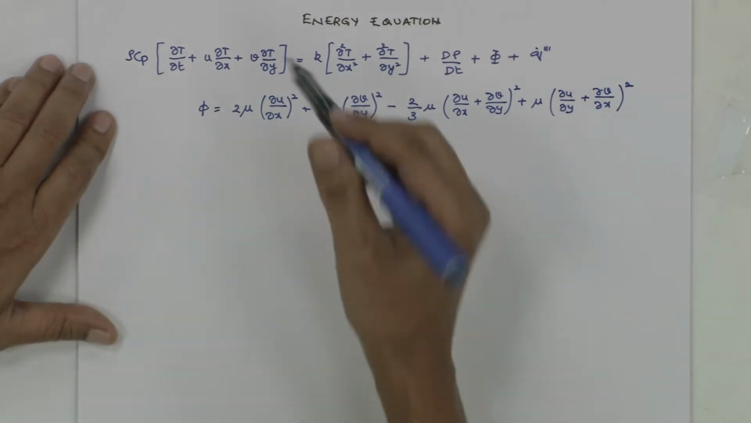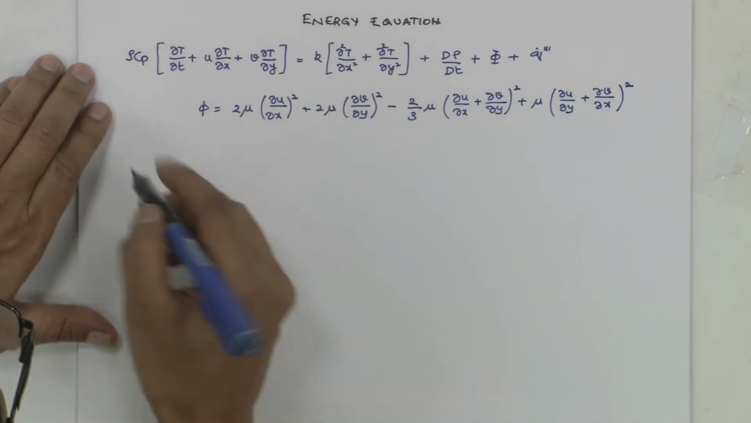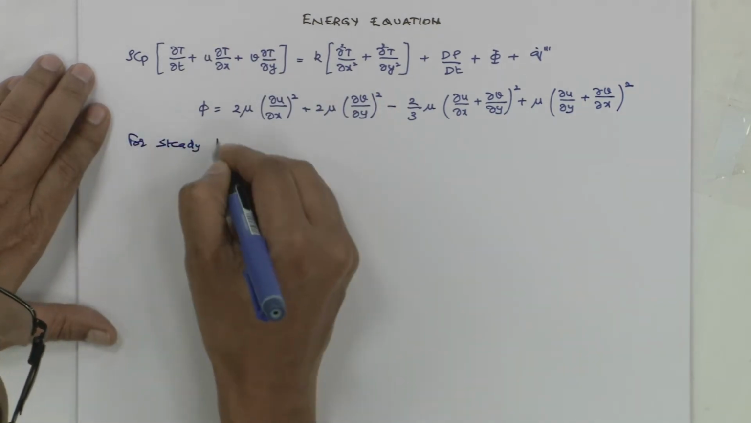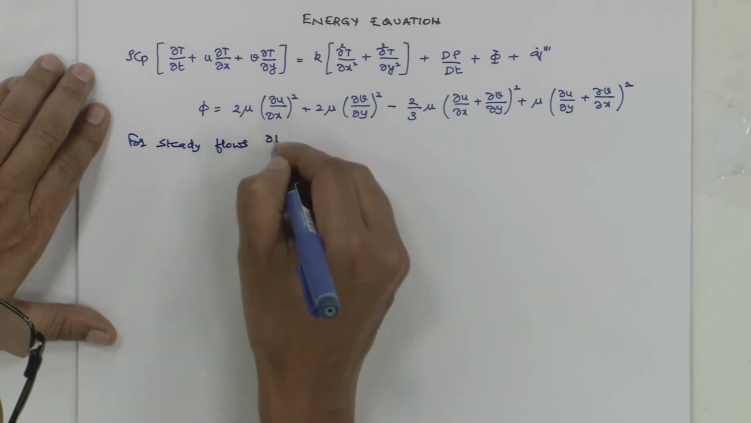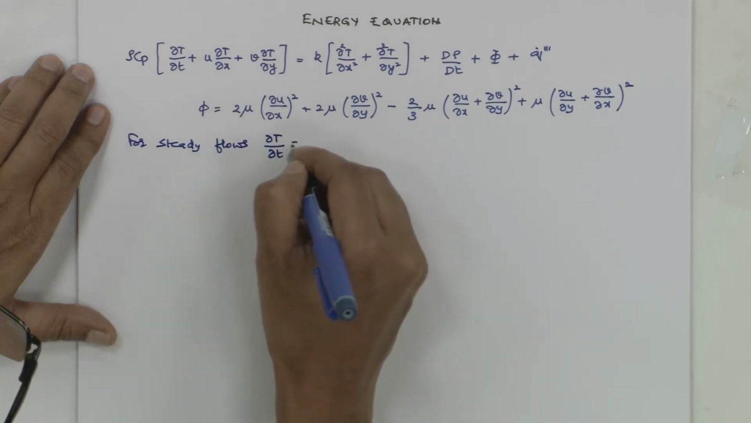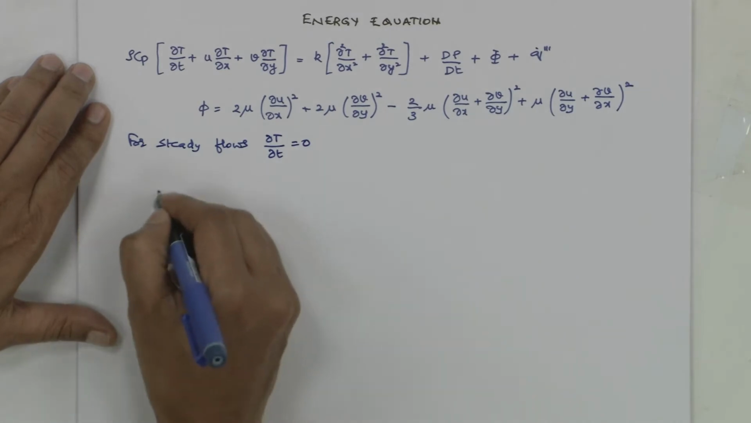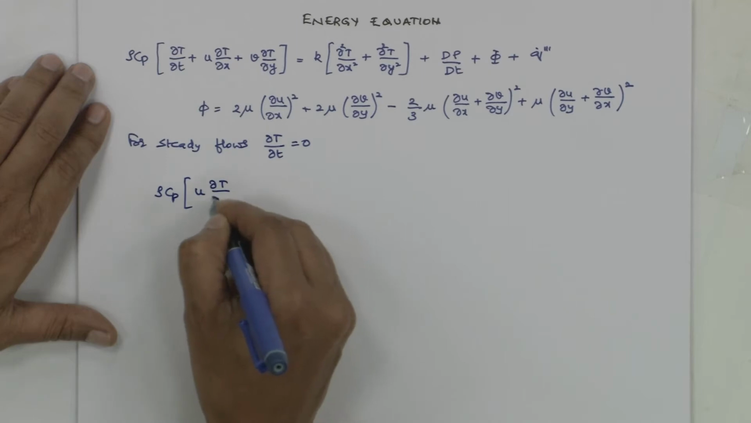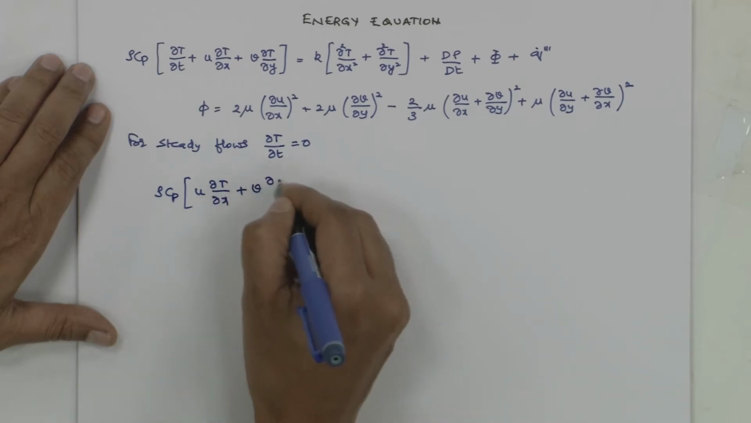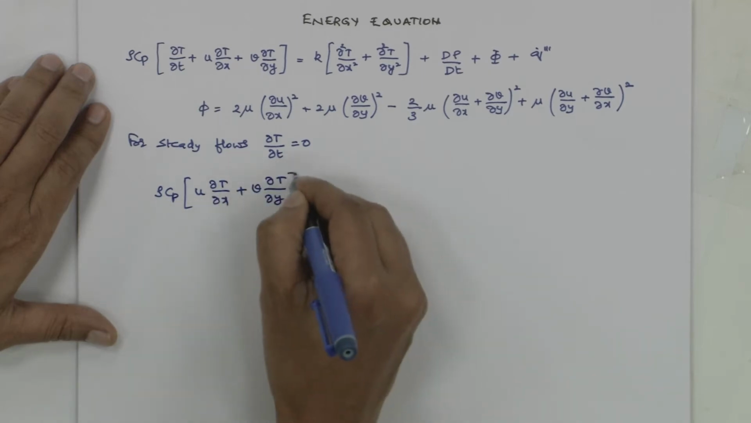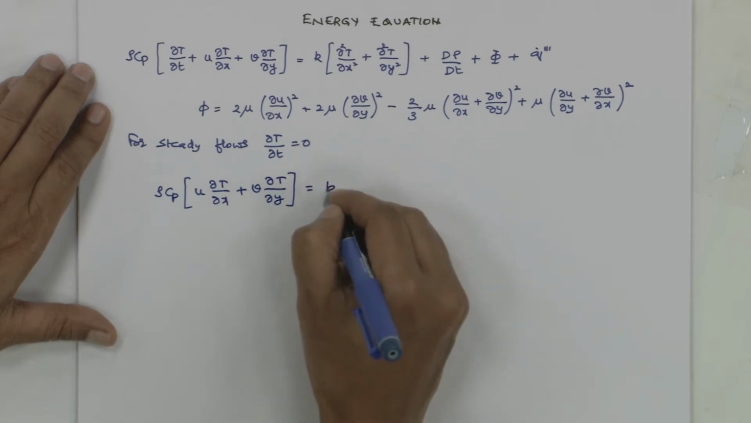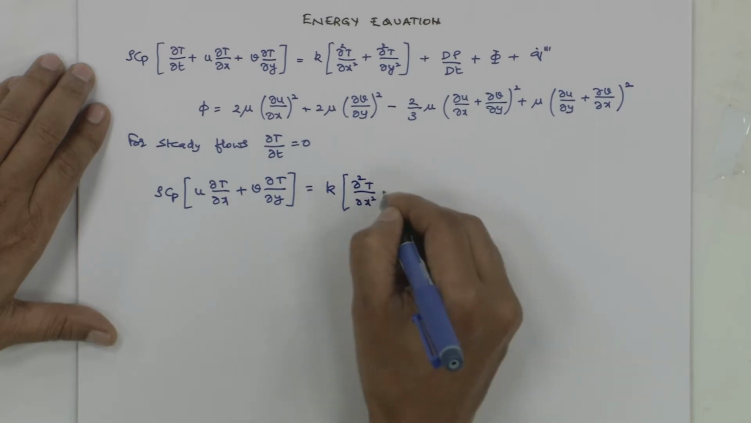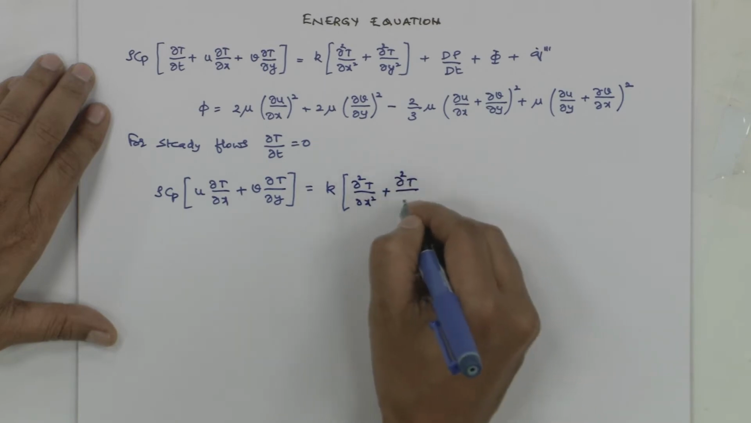Now if it is steady flow, for steady flows del T by del t is 0. So you get rho Cp (U del T by del X plus V del T by del Y) is equal to K (del squared T by del X squared plus del squared T by del Y squared).